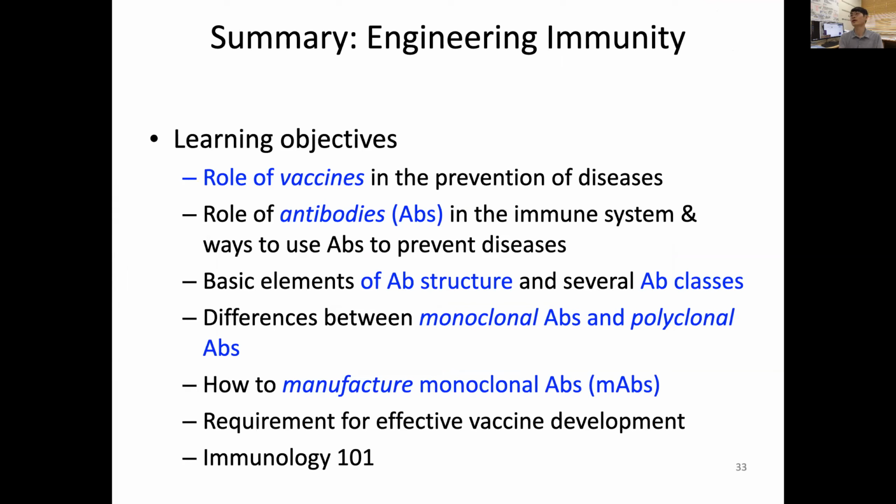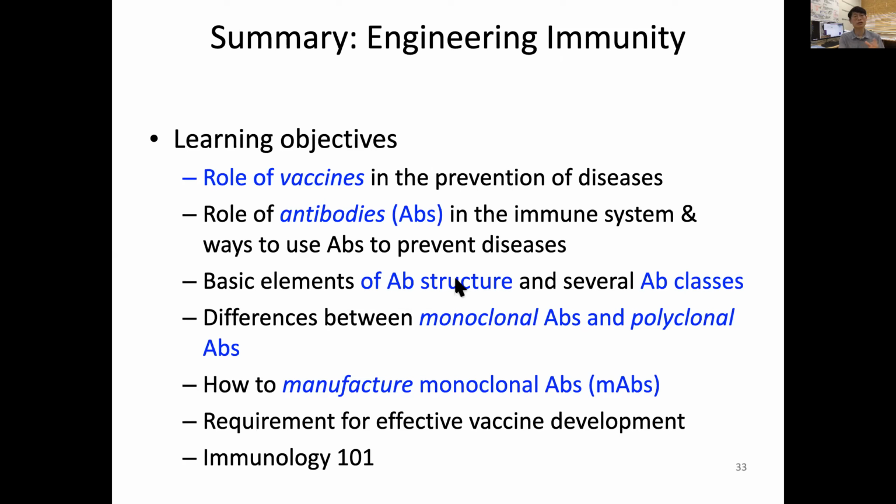So as a summary, in this engineering immunity section, we learned about the role of vaccines in the prevention of disease. And especially we studied the antibodies in the immune system and ways to use antibodies to prevent diseases and even treat disease. We learned the engineering of antibodies, like going from mouse ones to human ones, and humanized antibodies, etc. And we understand the antibody structure and different kinds of antibody classes.